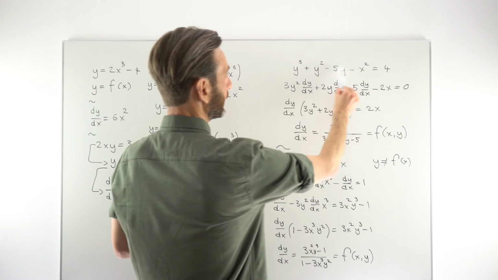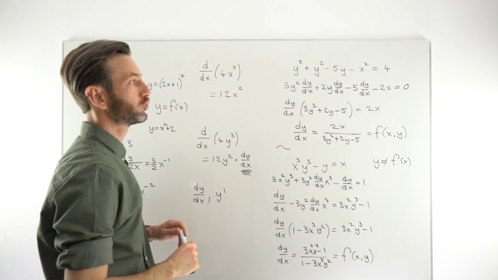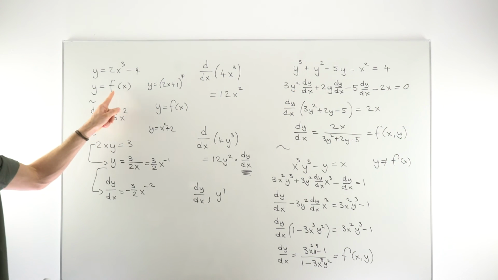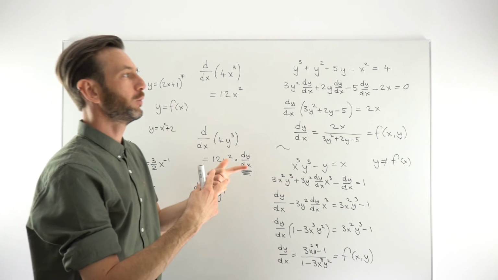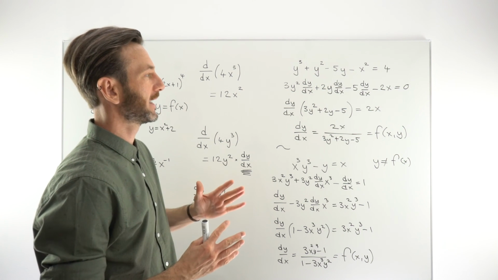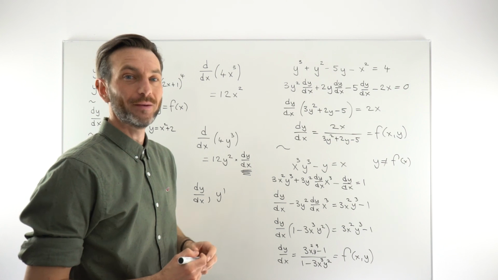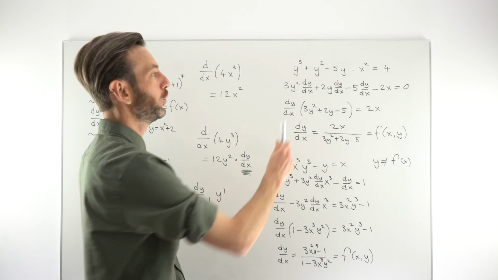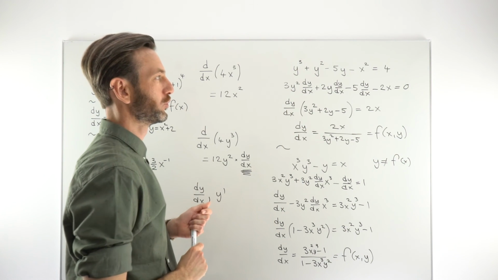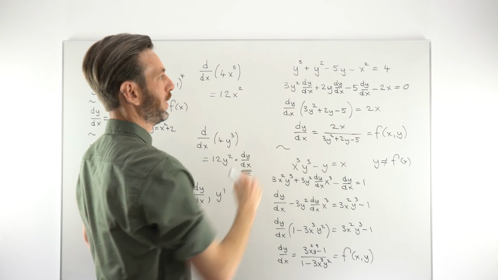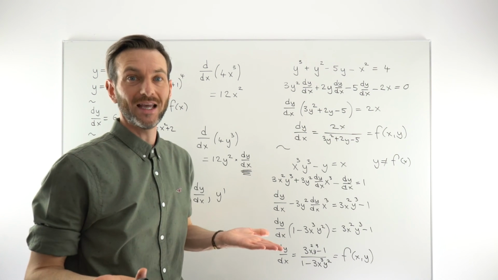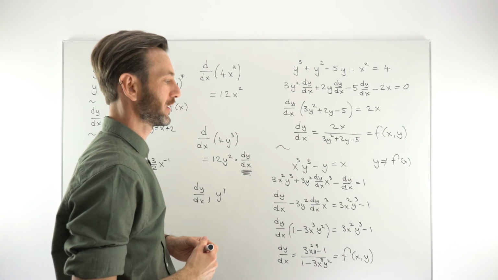If you see something like this, the temptation is to try to make it into some function of x by manipulating the algebra. But if you know to expect questions which are going to use implicit differentiation, then you probably won't be tempted to go down that route. If you basically see multiple y terms, that's a good hint that you're going to use implicit differentiation.